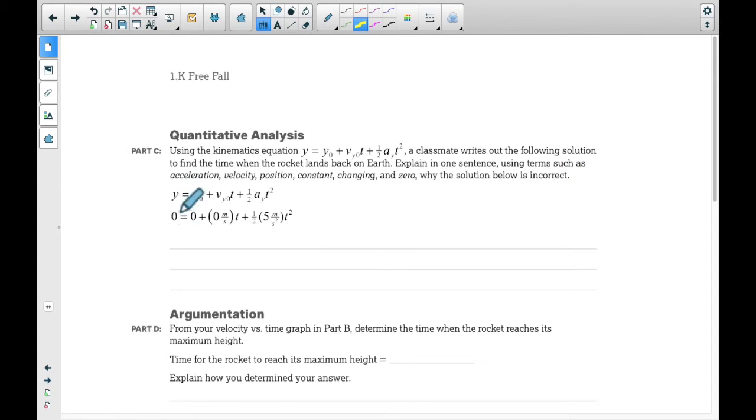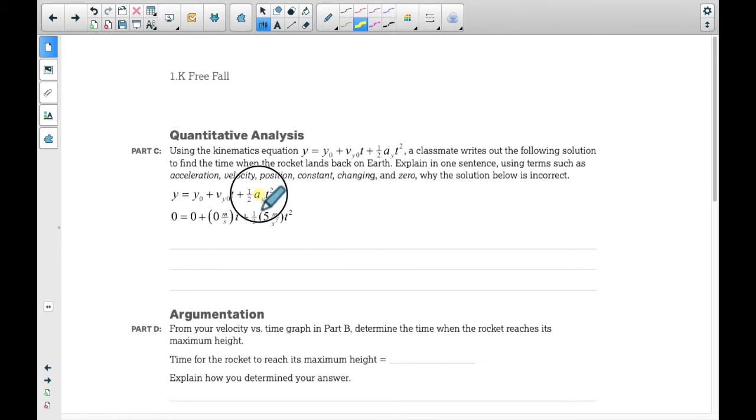This is the final y, the initial y. So it goes up and it comes back down. So the initial and the final y's are both at 0. The initial velocity is also 0 because, again, it gets launched up and it starts at 0. And the acceleration is 5 meters per second squared times time squared. Okay, what is wrong with this equation?